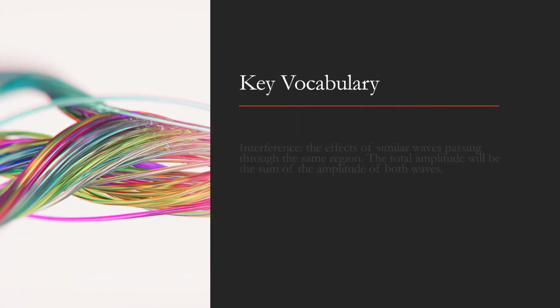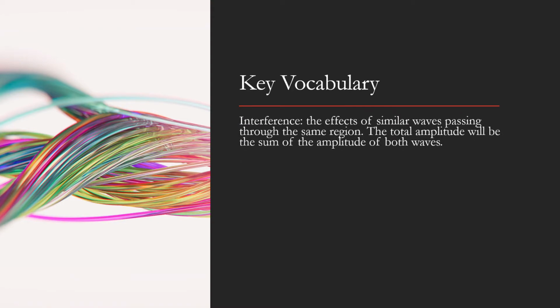Alright, let's go over some key vocabulary. First of all, we have interference, which is the effect of similar waves passing through the same region. The total amplitude will be the sum of the amplitudes of both waves. In other words, let's suppose that we have two sounds that are very similar in wavelength. If they go over the same medium in the same place and time, there is going to be a distortion in the waves.